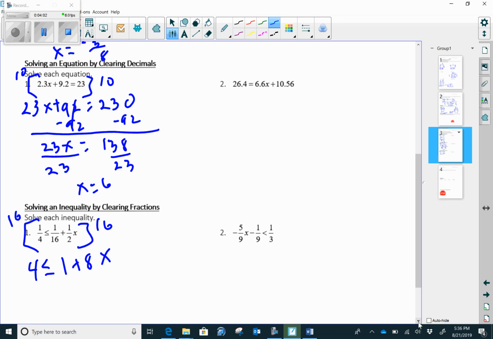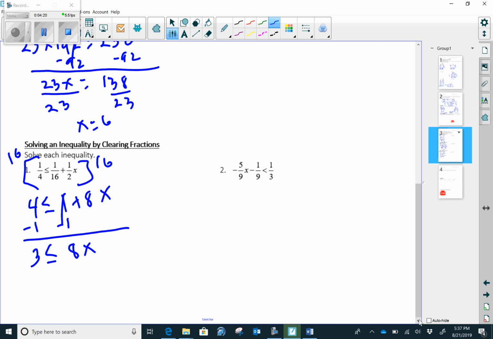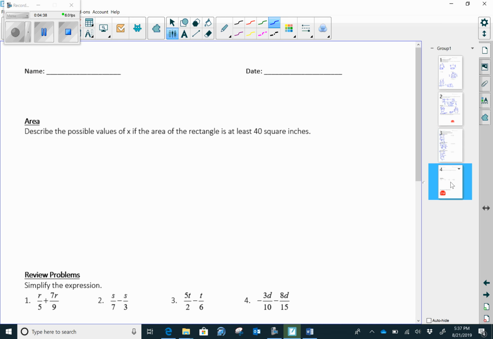Now I have a two-step inequality, and I'm going to subtract 1 from both sides. So subtract 1, subtract 1. I have 3 is less than or equal to 8x. I'm going to divide both sides by 8. And you have 3/8 is less than or equal to x. Next slide.